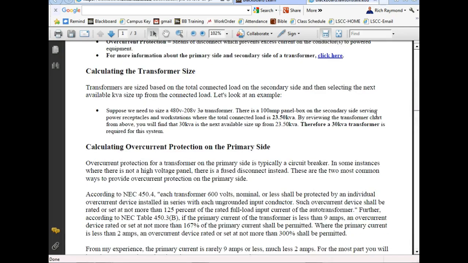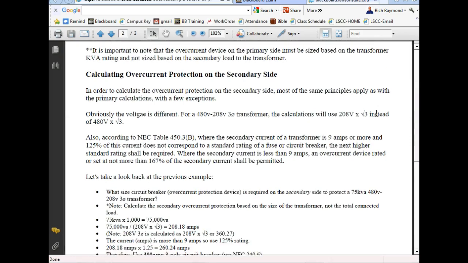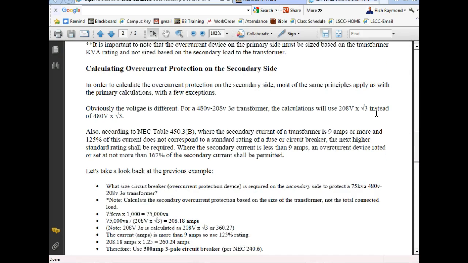So it says for secondary fuses, that's primary. For secondary fuses, if it's rated at more than 9 amps, then 125%. And if it's not on a standard rating, then you round it what? Up. If it's 9 amps or less, then the overcurrent device cannot be more than 167%. So what you do is you multiply it by 1.67, and if it didn't fall on a standard value, you would round the fuse down, right, to the next standard value.